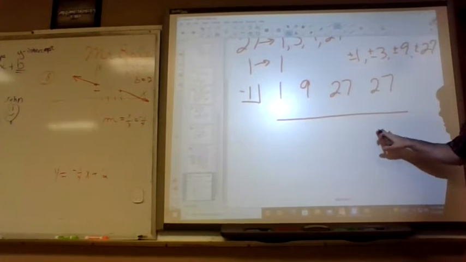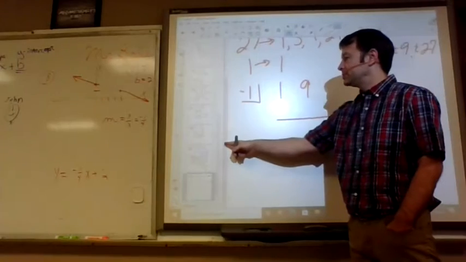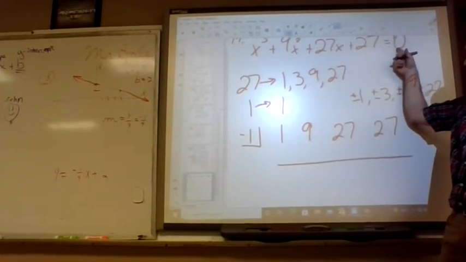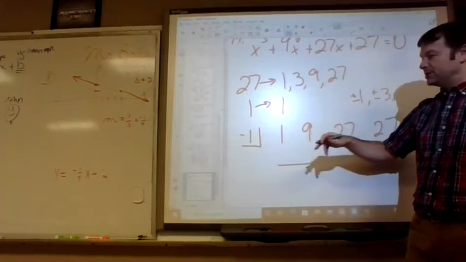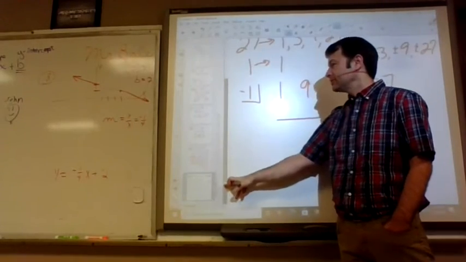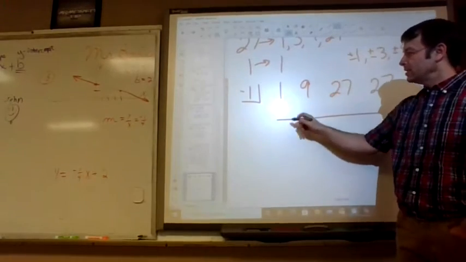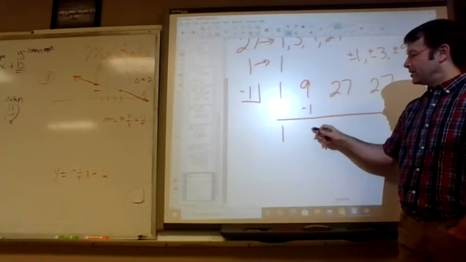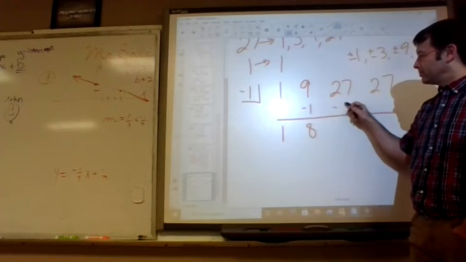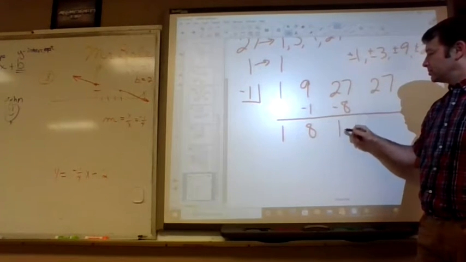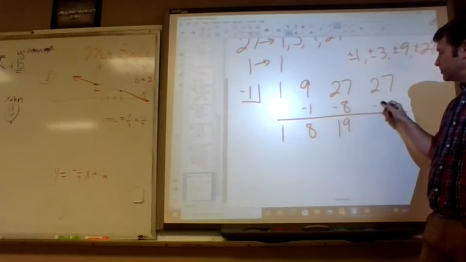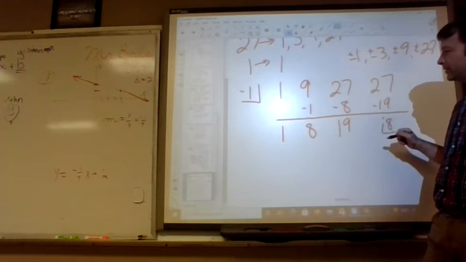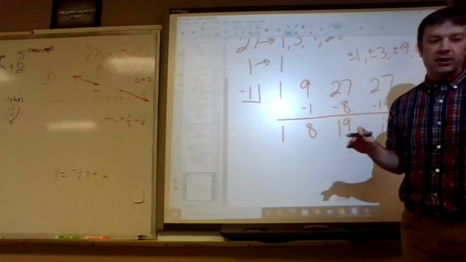What we want is for this to equal 0. If it equals 0, then negative 1 is a 0 of the function and x plus 1 is a factor. Add down, multiply up. Add down, multiply up. Add down, multiply up. Well, it didn't work. Okay, negative 1 is not a root, not an answer.